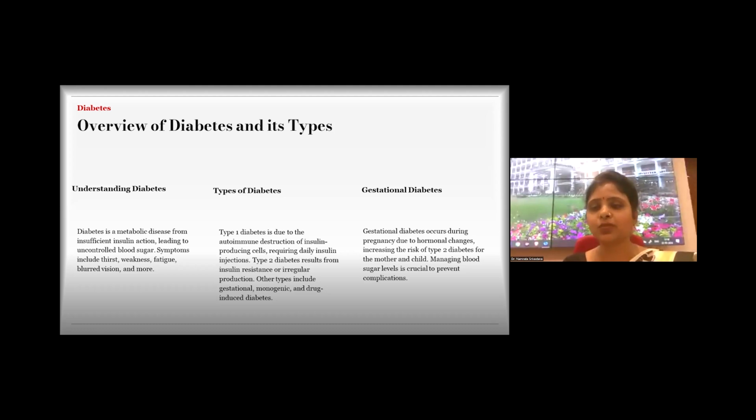So usually we can see there are basically two types of diabetes: type 1 diabetes, which is due to autoimmune destruction of the insulin producing cells requiring daily insulin injections, and type 2 diabetes, which results from insulin resistance or irregular production. The other types include gestational, monogenic, and drug induced. Gestational is the most important. Gestational diabetes occurs during pregnancy due to hormonal imbalance and increases the risk of diabetes. So for the mother and the child, sugar level control is crucial, as complications can affect both.